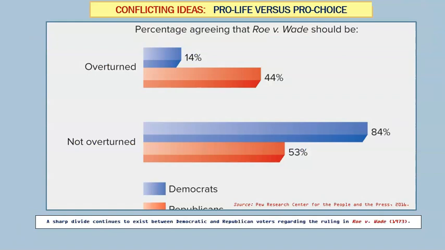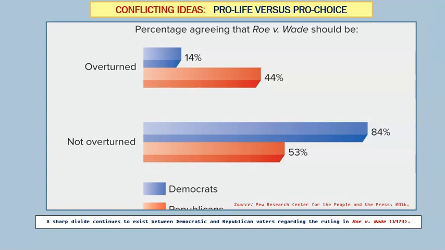All right, as far as being pro-life versus pro-choice, it kind of depends as to whether or not you are conservative or you are a liberal. Those agreeing they would like Roe v. Wade overturned, 44% of Republicans would agree to that, and 14% of Democrats would agree. So sometimes you have agreements between the parties. So 14% of those people actually agree.